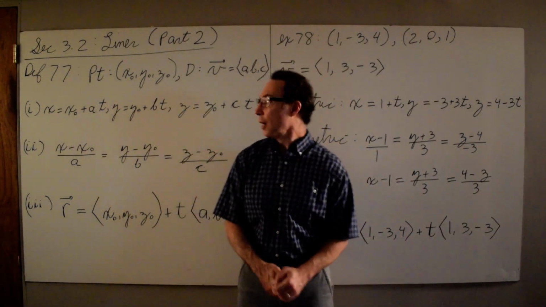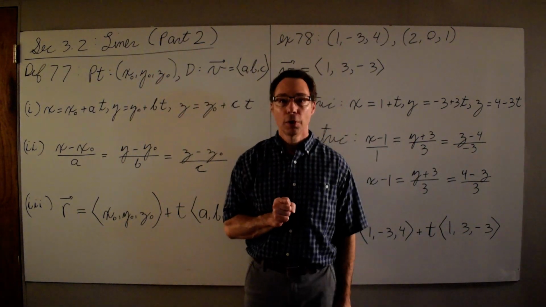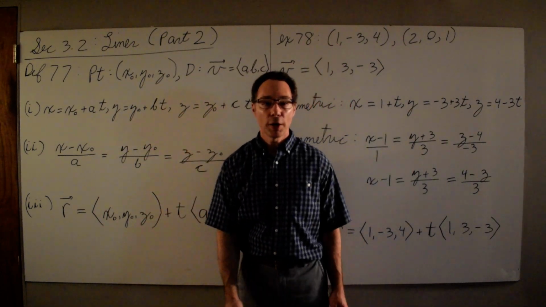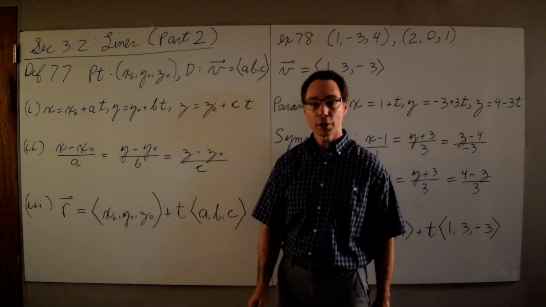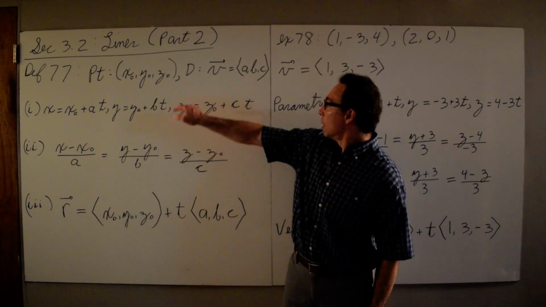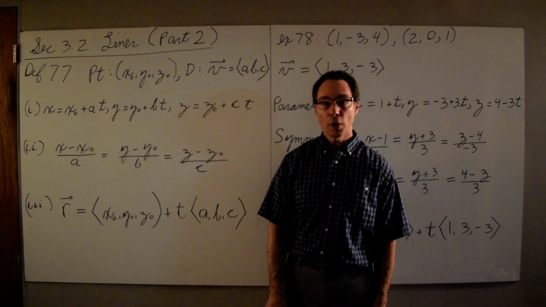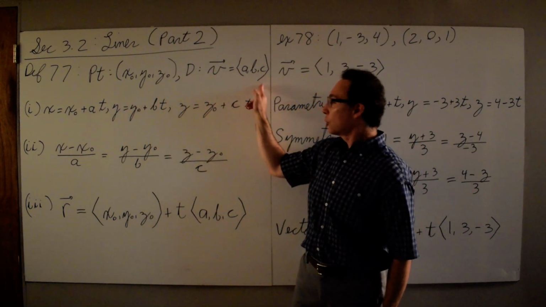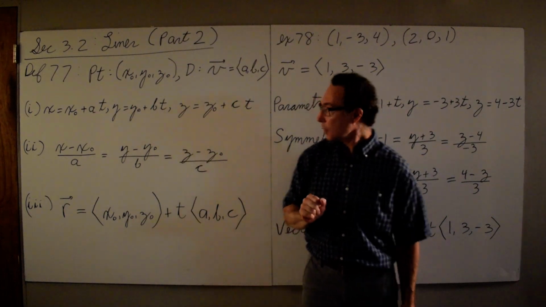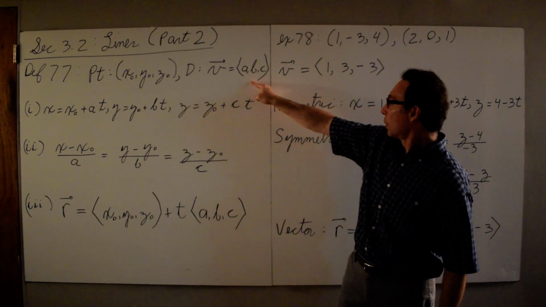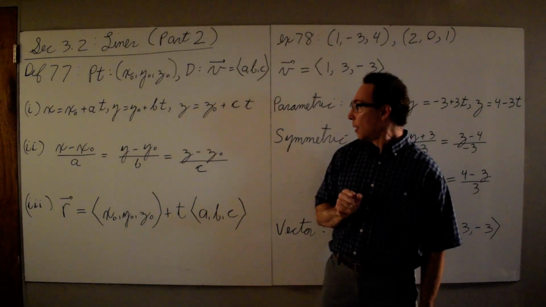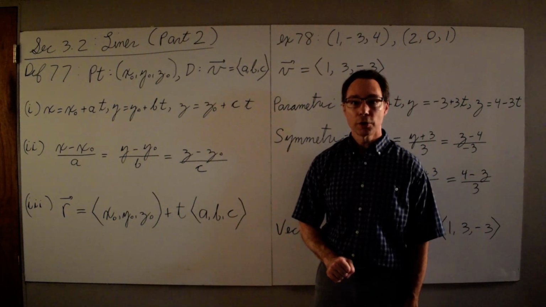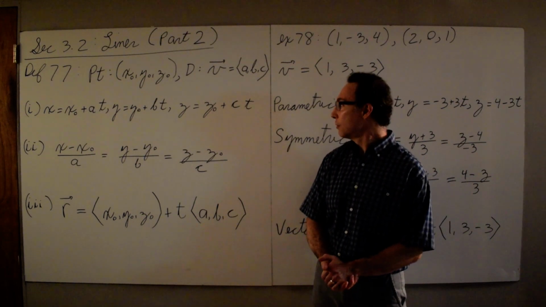This is the second video on section 3.2, lines. As we go through the three different versions of the equation of a line, let's keep in mind what we talked about in the last video. In 3-space, to write the equation of a line, we need a point on the line and the direction of the line. Our direction is given in terms of a vector. So the parametric and the vector equations are just three-dimensional versions of what we did in the last video.